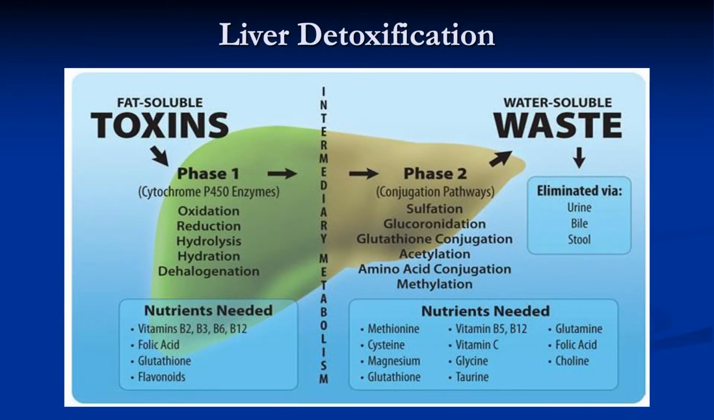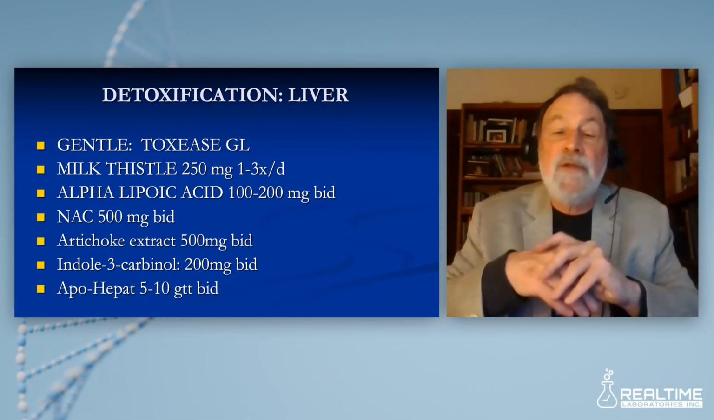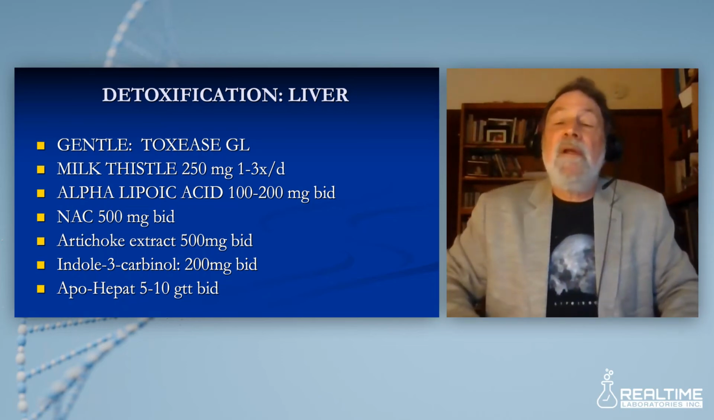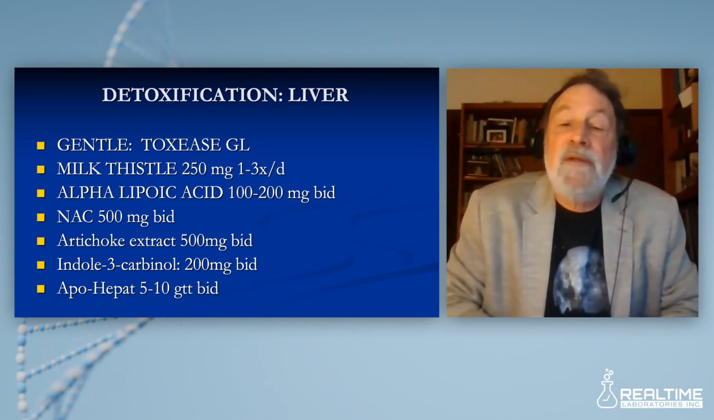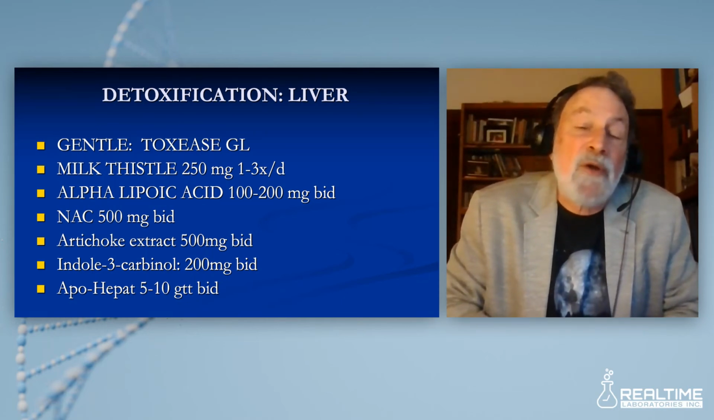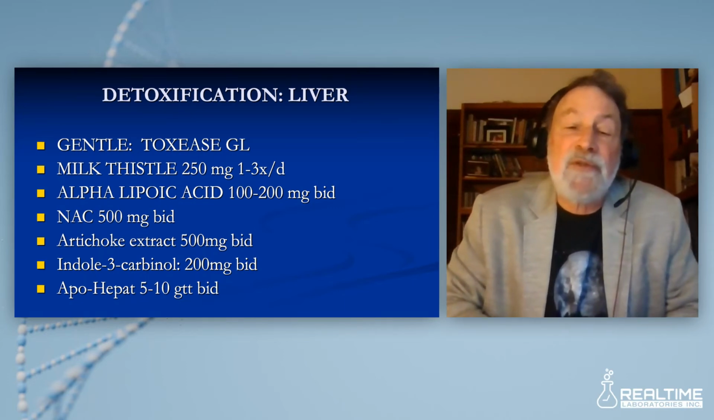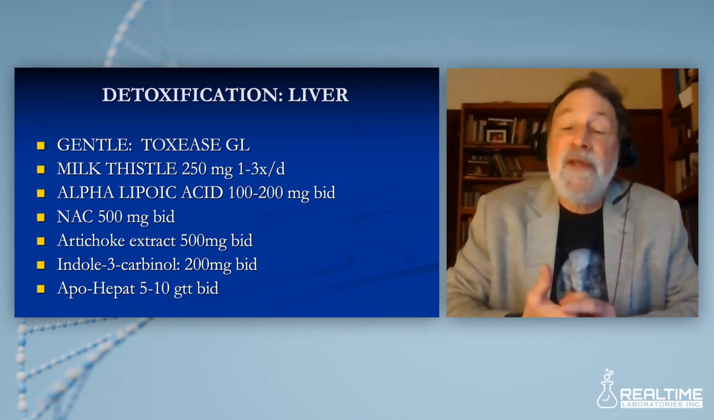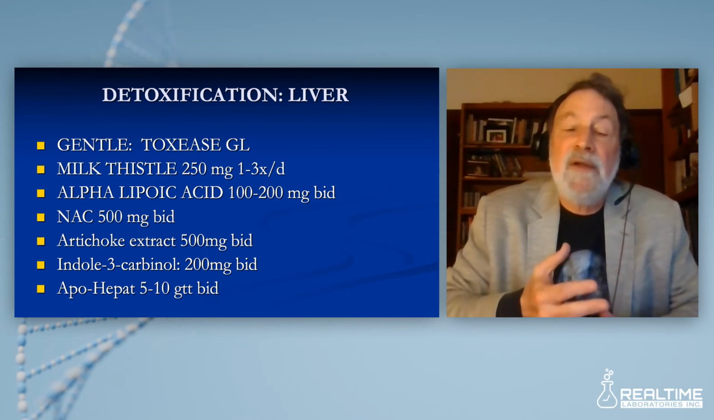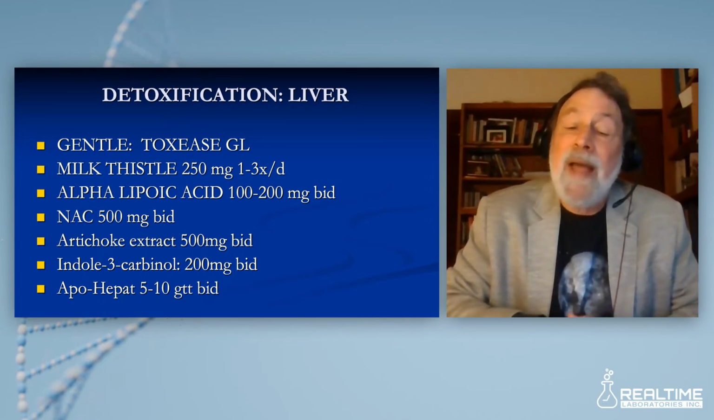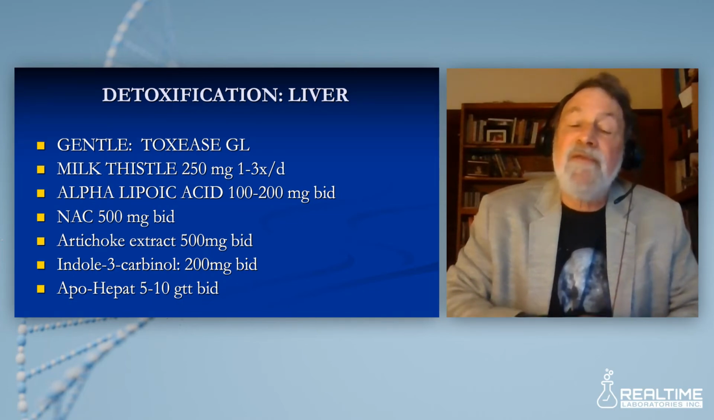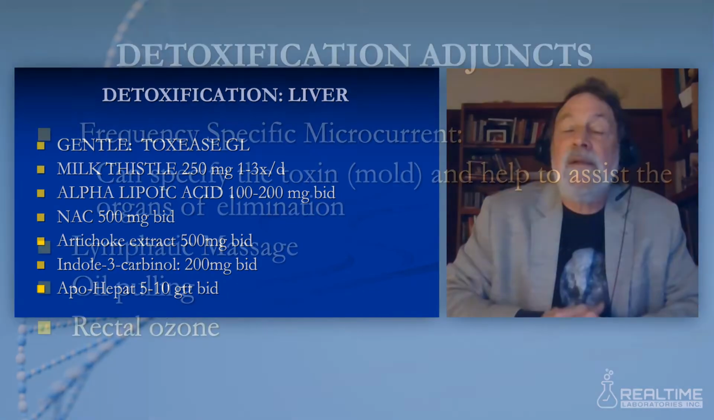You all know basically liver detoxification, phase 1 and phase 2. So for liver detoxification, the most gentle one that I know of, which is really good in my sensitive patients, is Toxese GL. You can start with 1 or 2 drops, work up to 5 to 10 drops twice a day. Milk thistle, alpha lipoic acid, NAC, artichoke extract, indole 3-carbinol are great. And there's a homeopathic called Epohepat, which you can slowly work up to 5 to 10 drops twice a day, which I like as well.